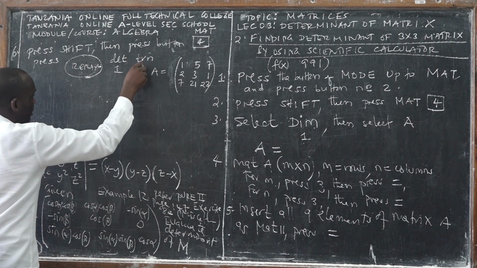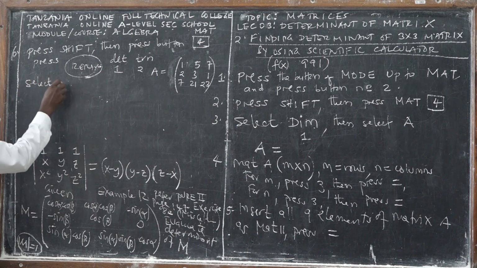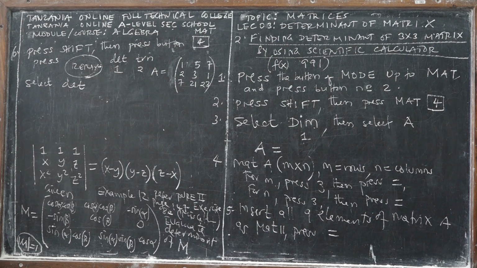This is number 2. Choose date, so select date. Date is an abbreviation of determinant. Are you together? Are you there or are you lost? Nehemiah, you are there? Okay.